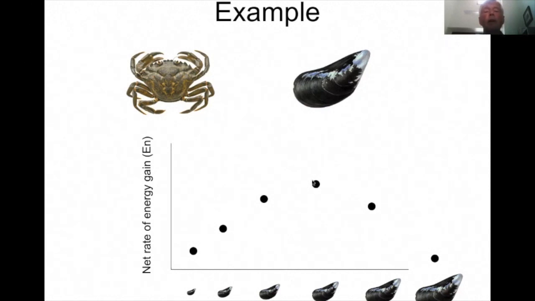And at this point, it started to go down. And the reason it started to go down is because the mussels become bigger and better defended against the predator. And so it takes more and more handling time to deal with these things. And so that handling time goes up and the net rate of energy gain goes down. And we have this relationship that looks like this. All right, it's a hump-shaped relationship. And these middle-sized mussels provide the highest net rate of energy gain.